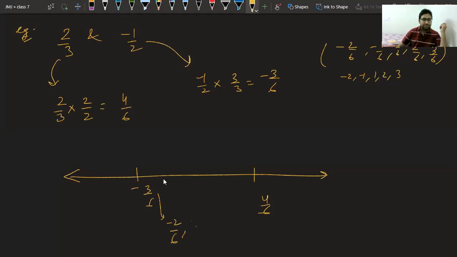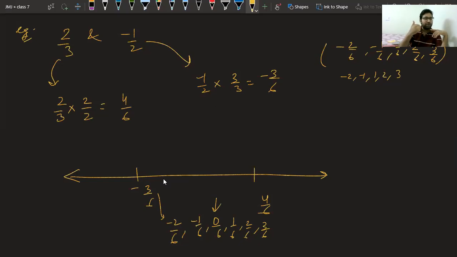So the next number is minus 1 by 6. The next number is 0 by 6. Then 1 by 6, 2 by 6, 3 by 6. So you can have more than 5 numbers, no issue. So class, is this 0 by 6 a rational number? Please tell me.